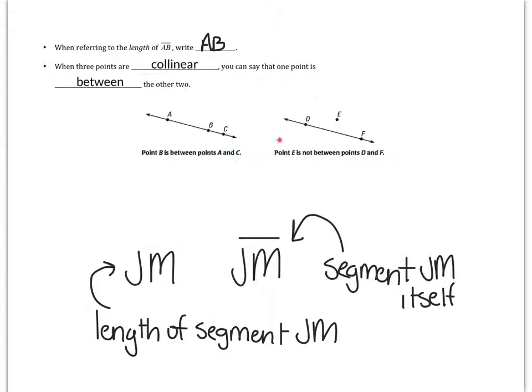However, when you look at this diagram, D, E, and F are not all sitting on the same line. It may appear like E is between them because D is over here and F is over here, but in order for us to state that E is between them, E would have to be on the line with D and F. So point E is not between D and F in this figure.